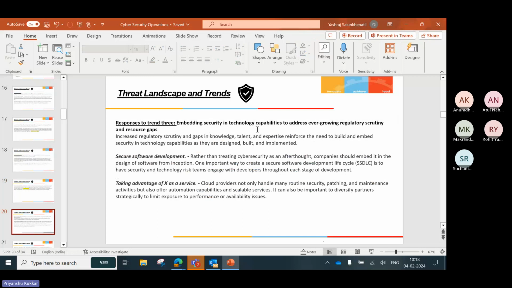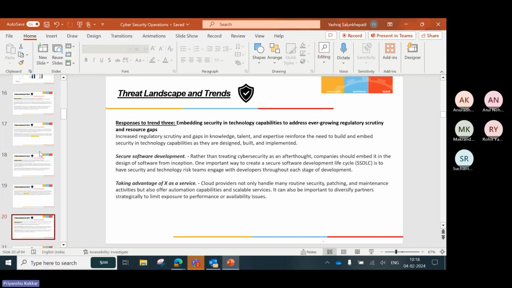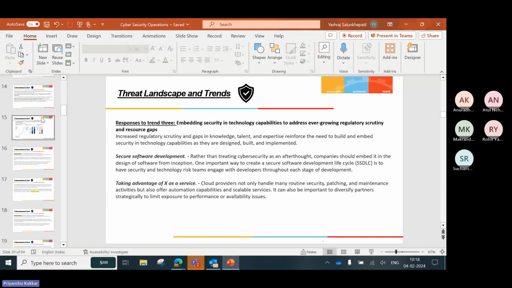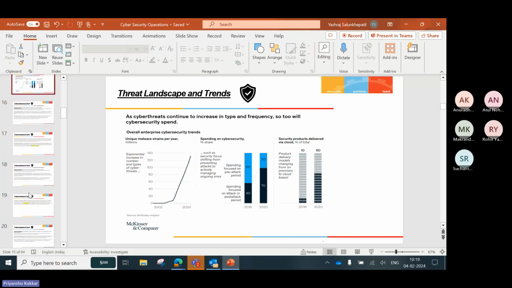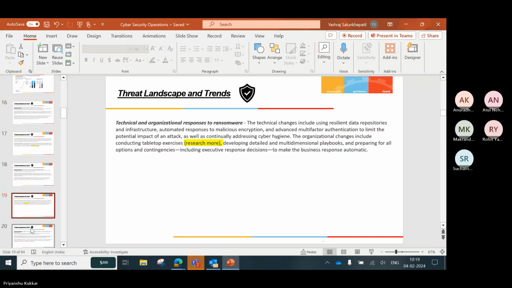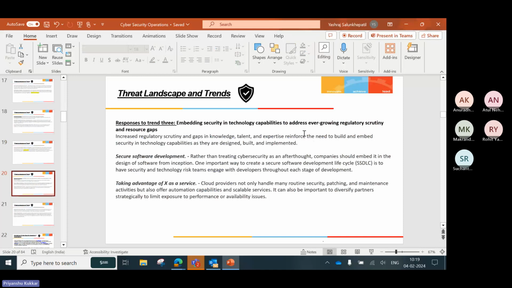Response to 10.3, embedding security in technology capabilities to address ever-growing regulatory scrutiny and resource gaps. Like I said, कि सब कुछ cloud पे होने वाला है, and there are regulatory gaps. Okay. By regulatory and resource gaps, again, go back to the example of Apple chargers. Okay. There is a gap between the government and what the business is saying. Regulation gap hai, and so is resource gap.